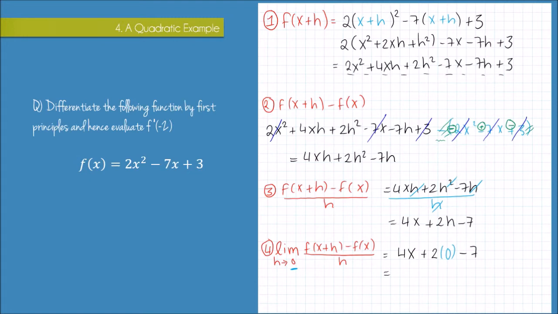So what does that leave us with? 4x minus 7. And that is the answer. It is the first derivative of our function with respect to x.